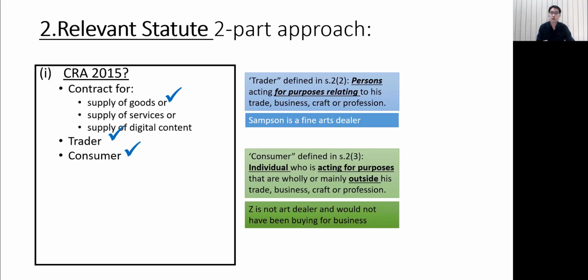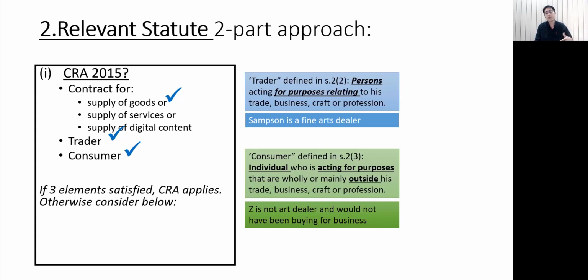And that is why I said to you that from the onset, if students had identified this question to be a SOGA question, it's wrong, because this is already a contract that satisfies the 3 requirements in order for it to be falling within the Consumer Rights Act. This is a contract for the supply of goods, the painting. We have a trader, that's Samson. We have a consumer, that's Zhang. That's it. CRA will apply, not SOGA. Okay? However, if for any reason, any of these elements for CRA, they are not satisfied, then yes, then we can consider below to seeing whether or not will SOGA apply. In this case, I struck it out. It will not be a SOGA discussion.